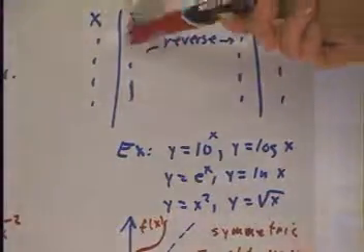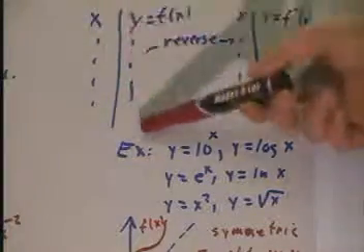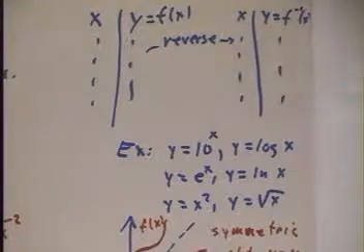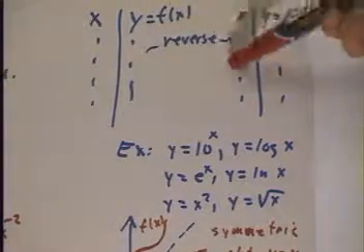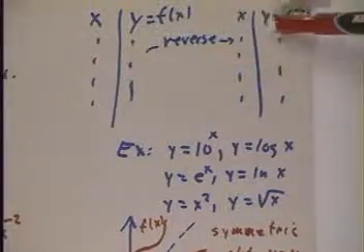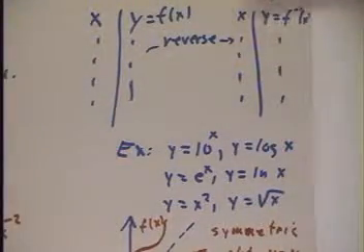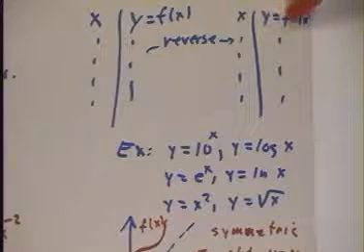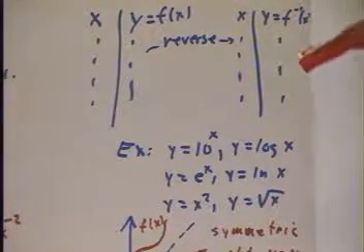If we have a y equals f of x versus x table, then to get the table for the inverse function, we reverse the columns. We take the y column and make it into the x column, and the x column we make into the y column, and then we have a table of y equals f inverse of x versus x.